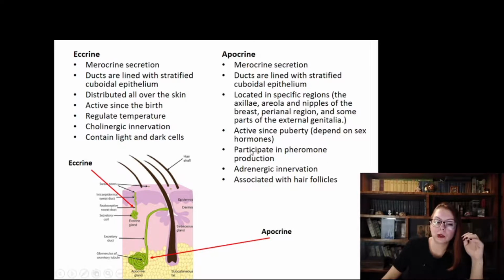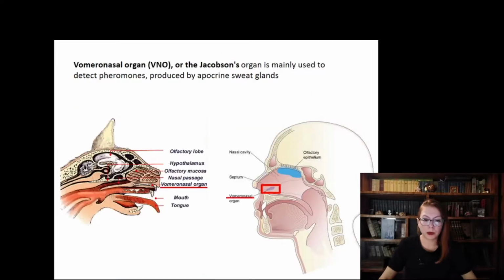And they are associated with the hair follicles, and they are located in specific regions, so they are not distributed uniformly. They are in the axillary region, in the groin, in the forehead, in some special regions of our body. So the next slide is about the vomeronasal organ.